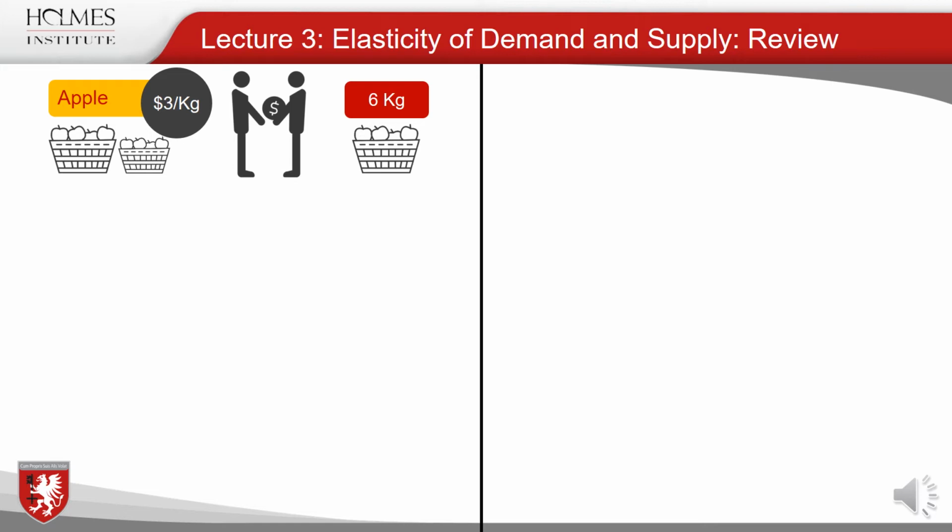So this is an excellent example. It's very simple and it's very clear. But the situation we have is that we assume that the price of apples is $3 per kg, and you can buy 6 kgs of apple at this price. So what I want you to do is to put yourself into the example. Pretend that you are the person who's actually buying the apples.